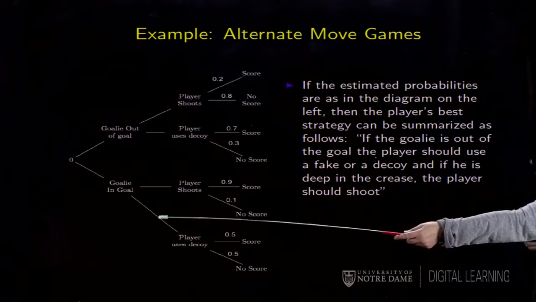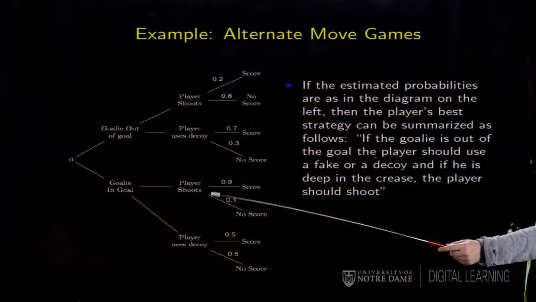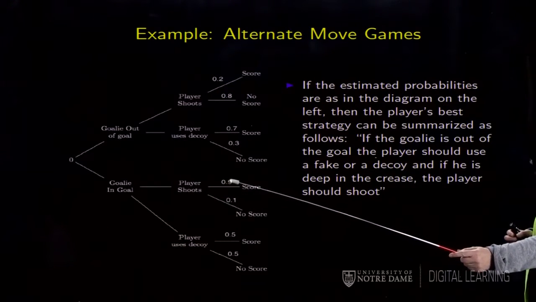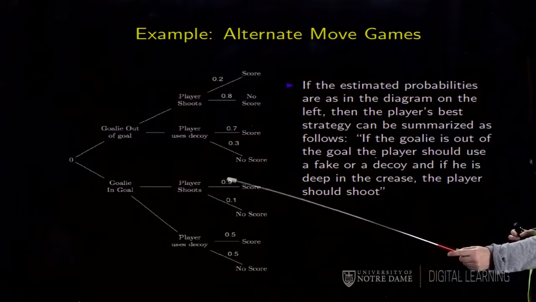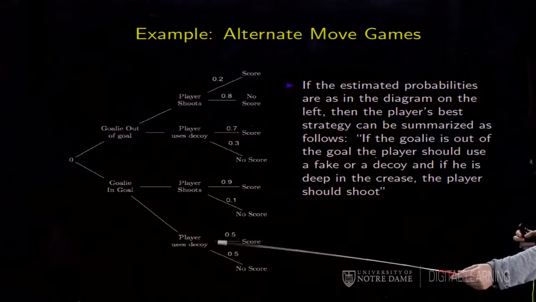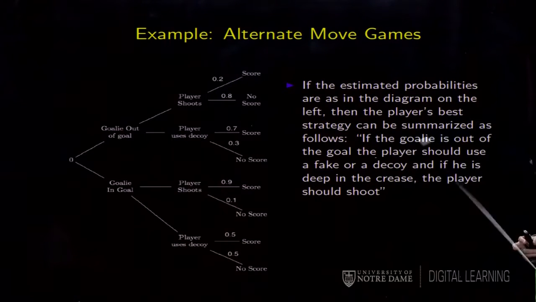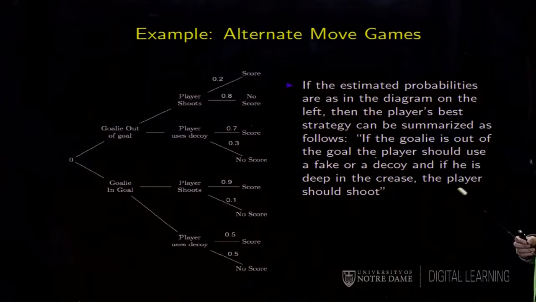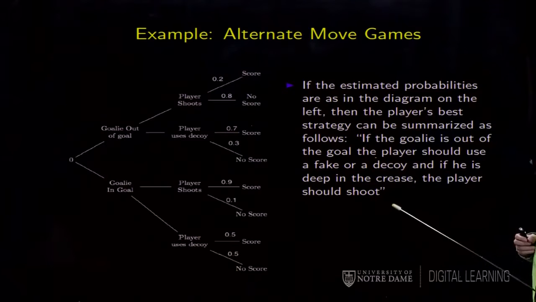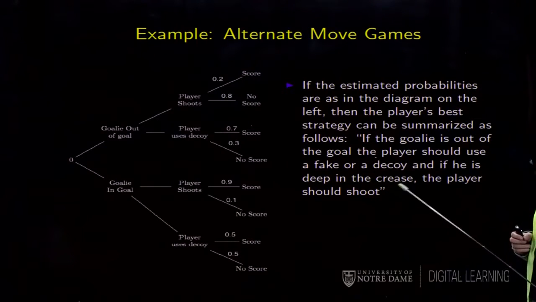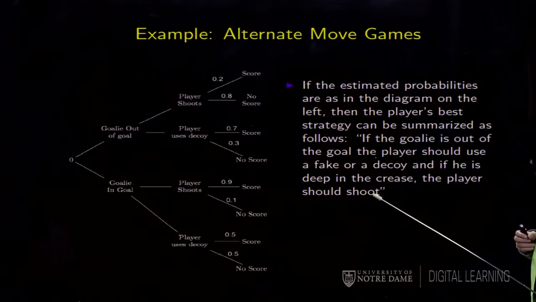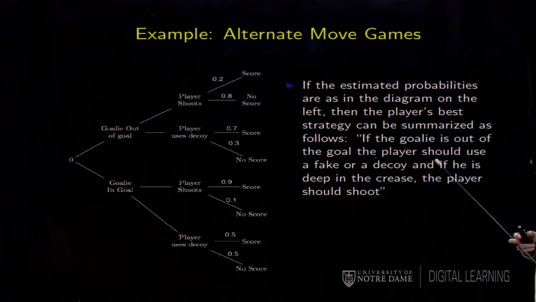On the other hand, if the goalie is in the goal, then shooting has a 90% chance of getting a score, whereas using a decoy just has a 50% chance of getting a score. So the second part of the strategy says what to do if the goalie is deep in the goal or deep in the crease. The player should shoot.